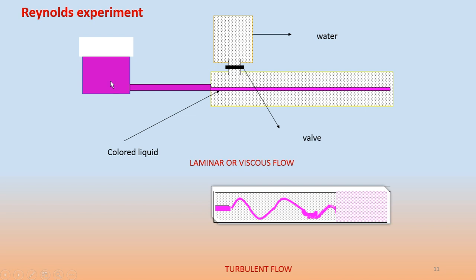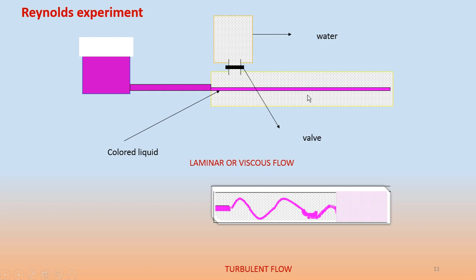A reservoir of the colored solution is connected to one end of the glass tube. With the help of the nozzle, the colored solution is introduced into the tube in the form of what? A fine stream. So laminar flow, or viscous flow, is where the fluid particles move in layers, or laminae, with one layer sliding over the other.